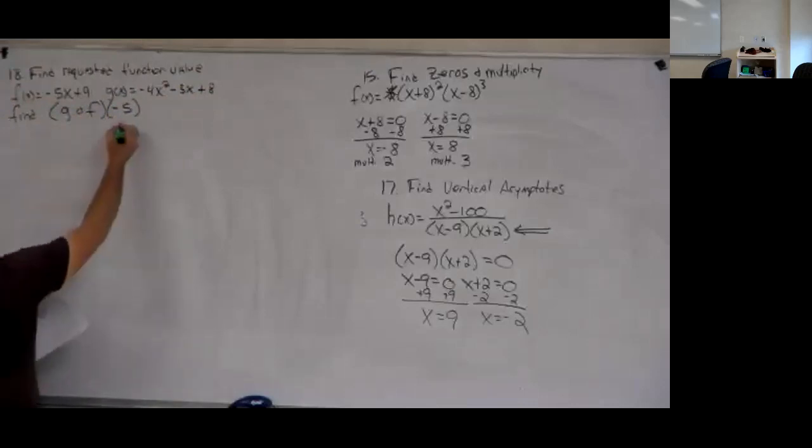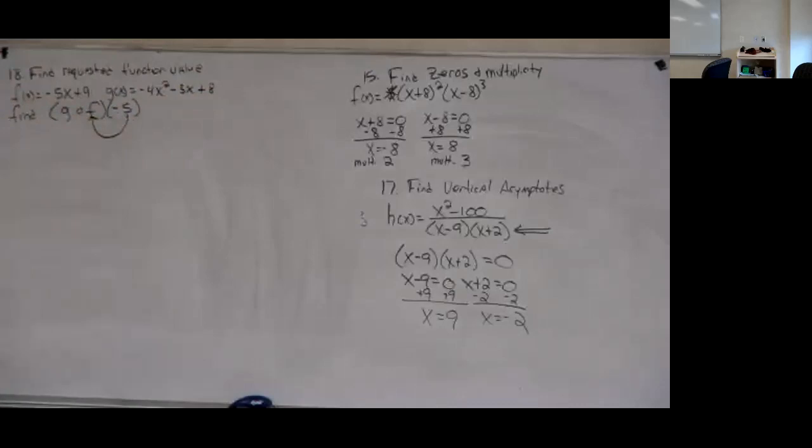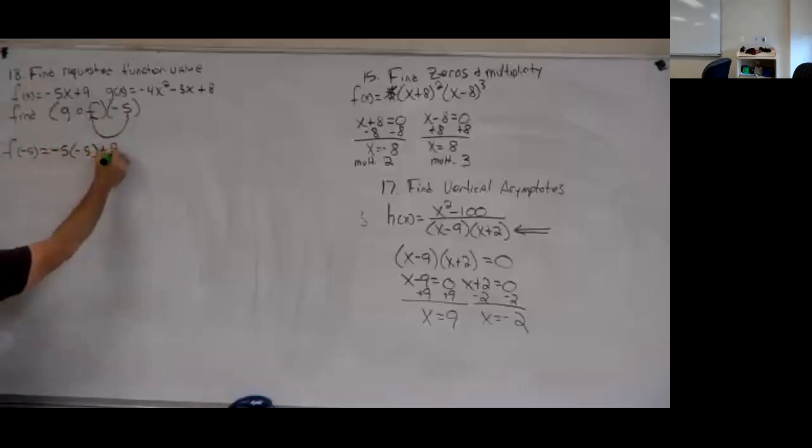So to do the compositions, you're going to start by taking the negative 5 and putting it into the f. Which means we're going to find f of negative 5 first. Okay, so you sort of always go right to left on these, right? Put it into the f and then take that answer and put it into g. So f of negative 5 would be negative 5 times the negative 5 plus 9. Oh, what's that going to be? 25 plus 9, which is 34. Oh, I'm about to get a big number.